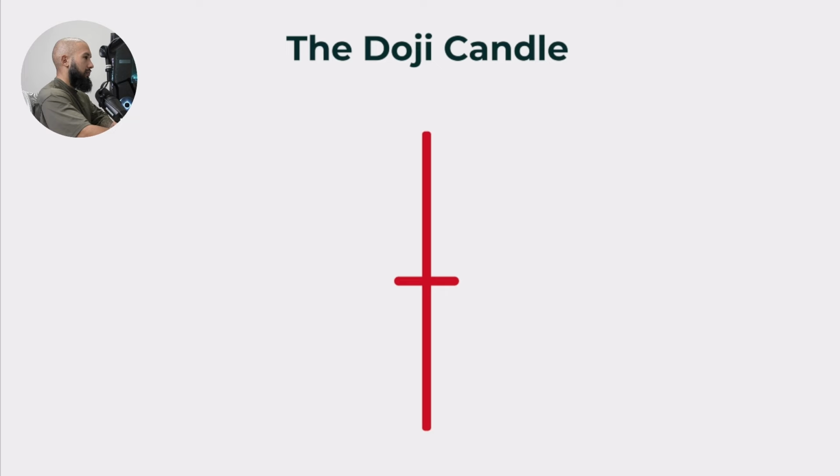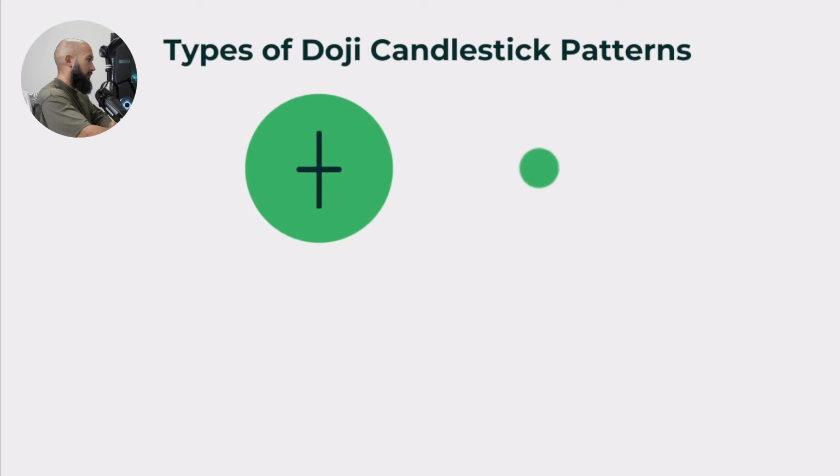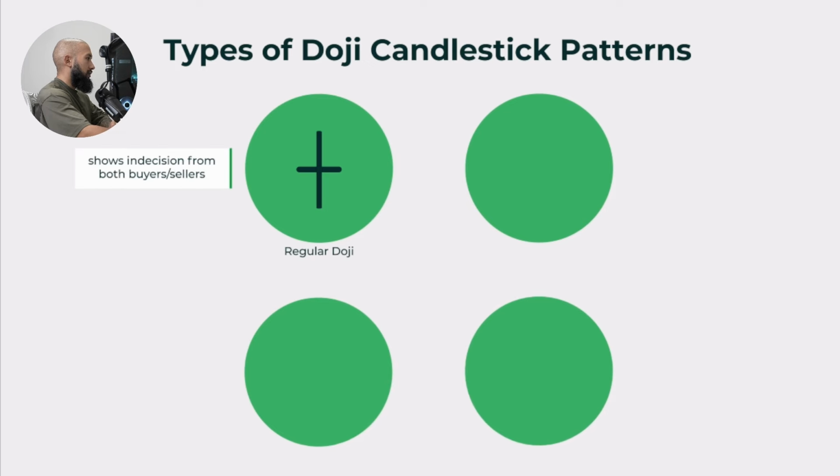Now, the Doji Candle is a neutral candlestick pattern that traders use to determine when price is going to reverse in a direction. Now, we have different types of Doji candlestick patterns. The first one is the one I just went over, which is known as the regular Doji. The regular Doji just shows indecision from both buyers and sellers.